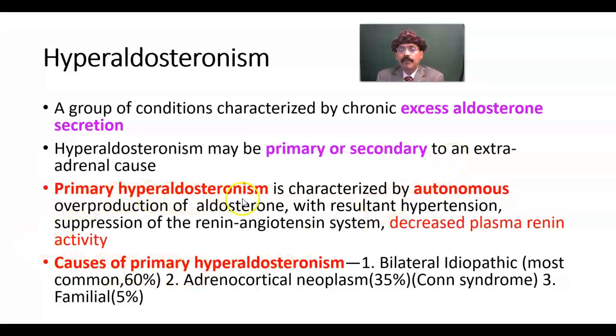Primary hyperaldosteronism is characterized by autonomous overproduction of aldosterone with resultant hypertension, high blood pressure, especially systolic blood pressure, and suppression of the renin-angiotensin system, decreased plasma renin activity.